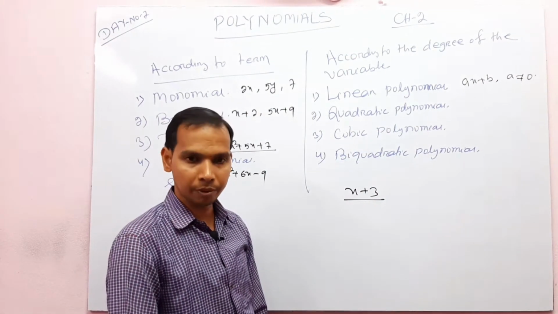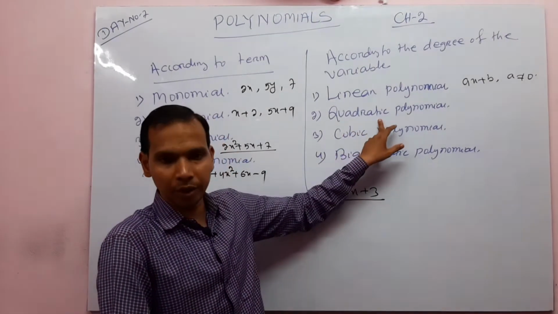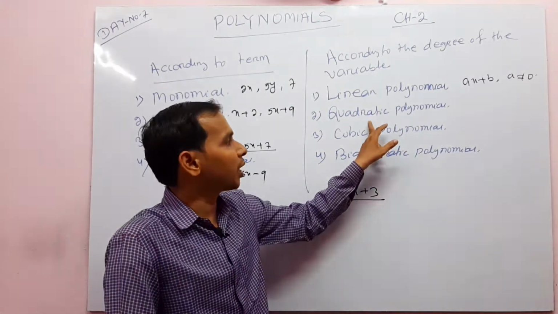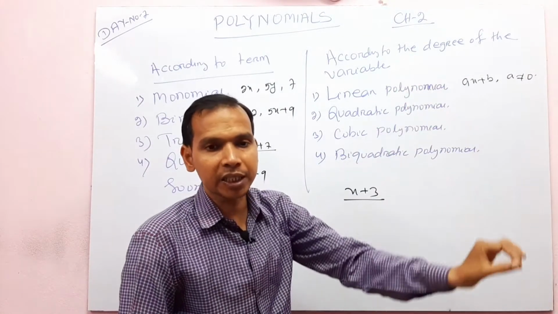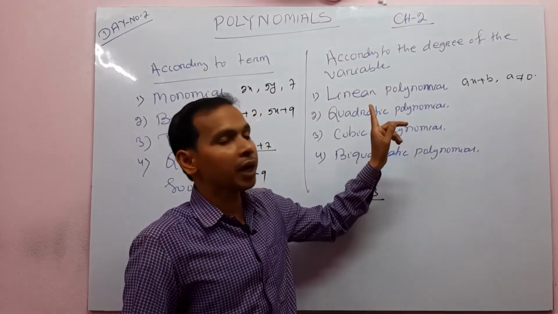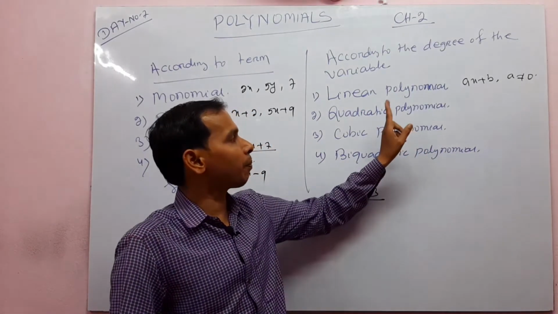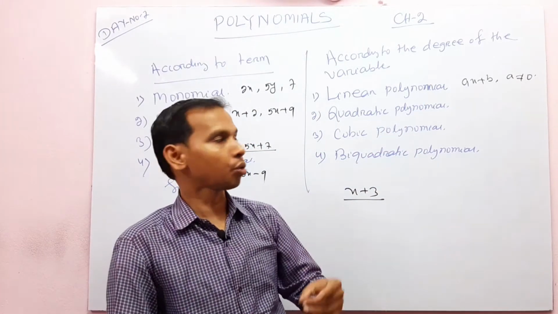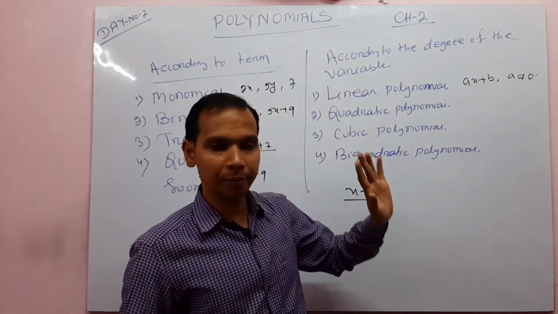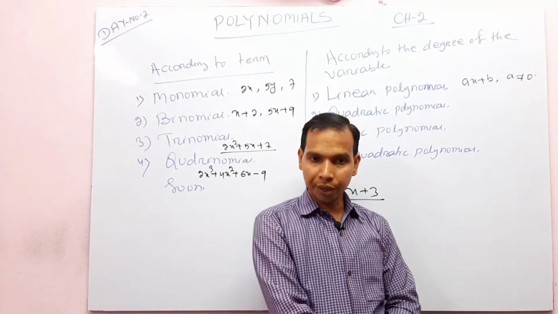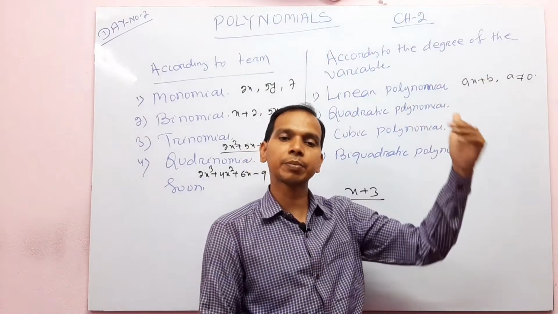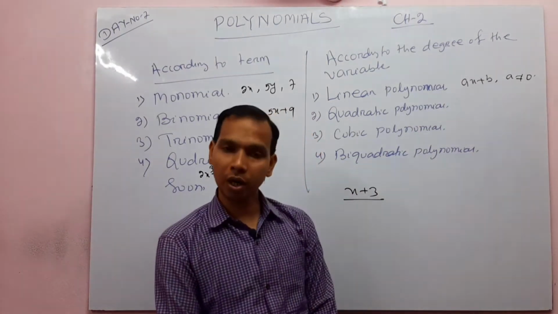Come to quadratic polynomial. The polynomial in which the maximum power of the variable is 2 is known as a quadratic polynomial. Okay, once more: quadratic polynomial, the polynomial in which the maximum power of the variable is 2.